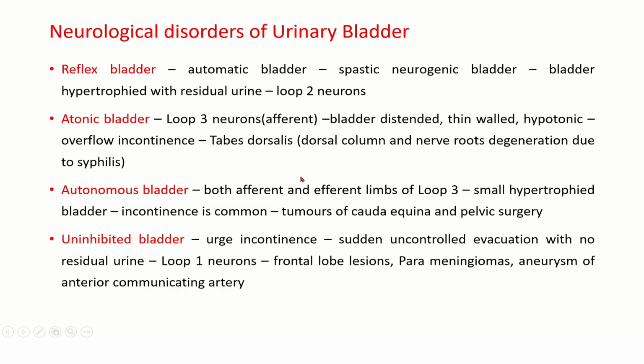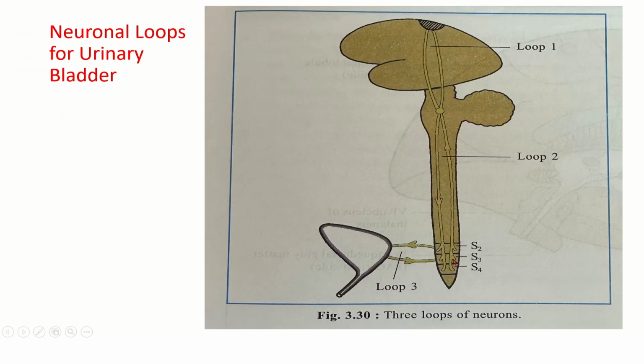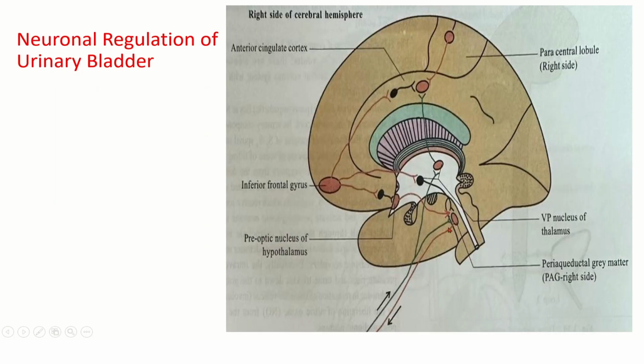So loop 1 is between the paracentral lobule and the detrusor center in the pons, loop 2 is between the detrusor center in the pons and the sacral micturition center, and loop 3 is between the sacral micturition center and the bladder. So these three loops play a significant role. And in recent studies after PET scan, we have found so many higher centers concerned with micturition. Not only the paracentral lobule, there are additional centers like inferior frontal gyrus, anterior cingulate cortex, preoptic nucleus of hypothalamus, the ventral posterior nucleus of thalamus, periaqueductal gray matter.